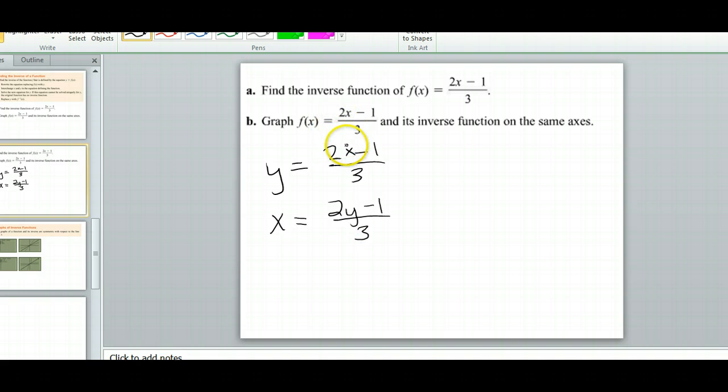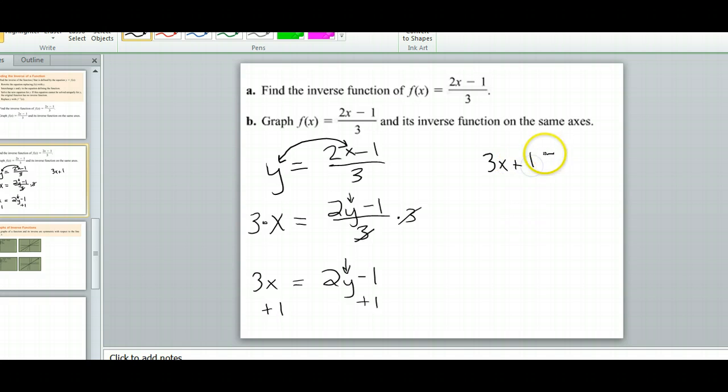Okay, so just take this x and this y and just let them switch places. That's what we did down here. And now solve for this y. Get this y isolated. So I need to multiply both sides by 3. Alright, that'll get this 3 out of the denominator. Remember, we're trying to get y by itself. So I have 3x equals 2y minus 1. Alright, and now again I'm trying to isolate this y, so I'm going to add 1 to both sides. Alright, so I got 3x plus 1 equals 2y. And then the last step to get y isolated is divide away the 2.